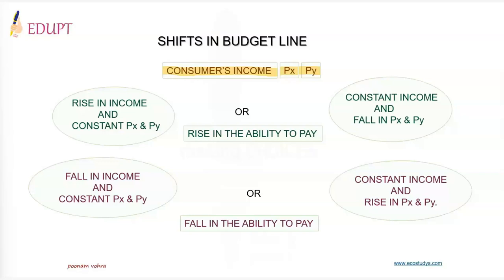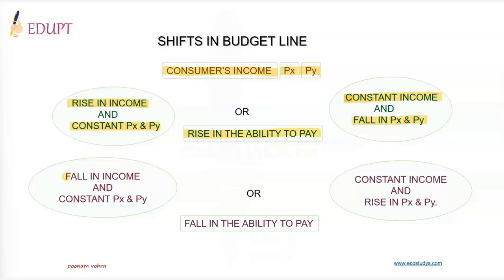There may be a possibility that consumer's income rises, but prices of both the goods remain constant. Or there may be constant income of the consumer, but fall in the prices of both the goods. In either of the situations, there would be a rise in the ability to pay of the consumer and he can afford to buy more of both goods.